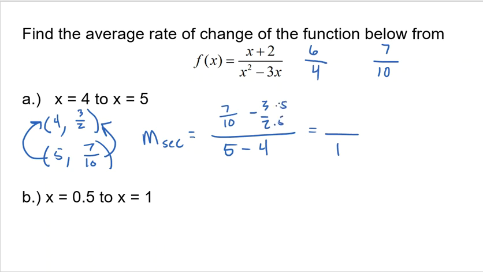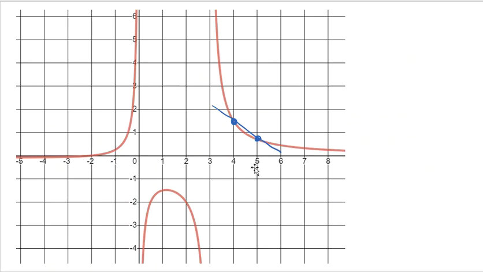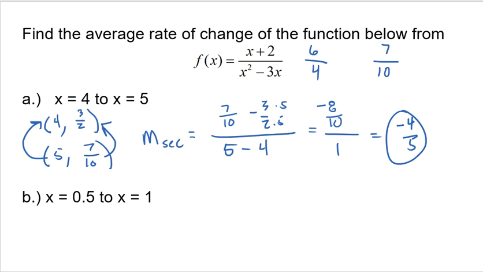Multiply top and bottom by 5. That way we get a common denominator. So I get 7/10 minus 15/10. 7 minus 15 is negative 8/10. So that reduces to negative 4/5. And divided by 1, it's still negative 4/5. So there's my slope. My average rate of change of that blue line right there is negative 4/5.